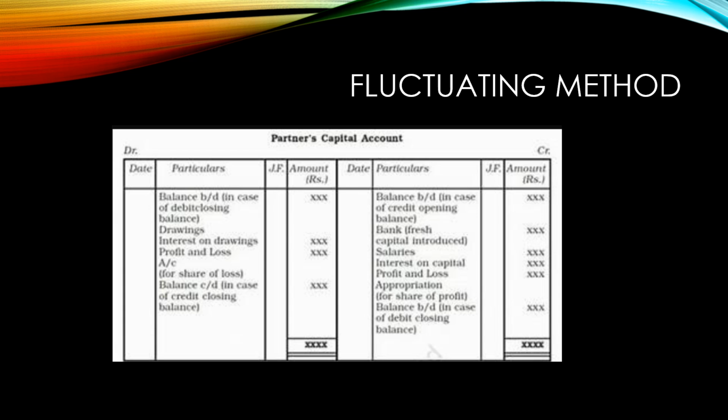You can see that this capital account is actually a combination of the current account and the capital account. Whatever we learned in the fixed capital method is clubbed together in the fluctuating method. So this method combines both the accounts. Only one account is prepared, that is the capital account.